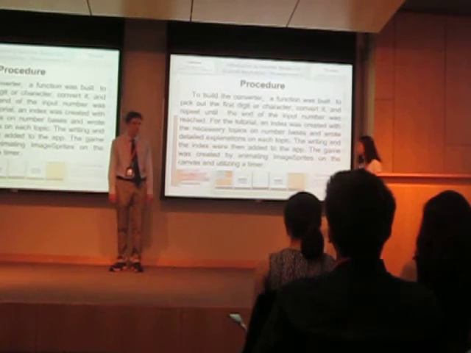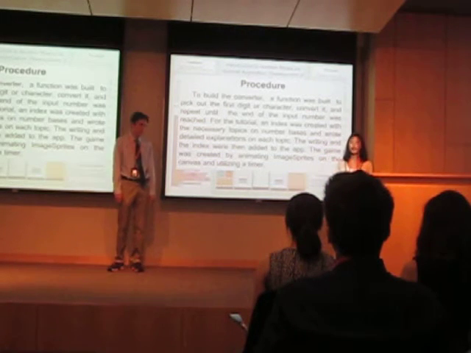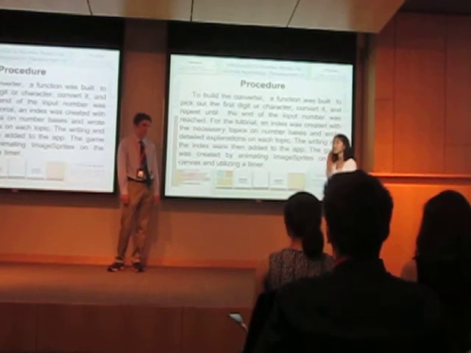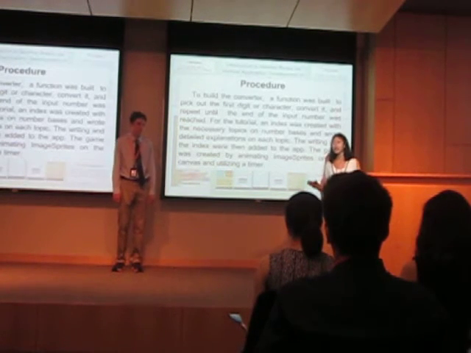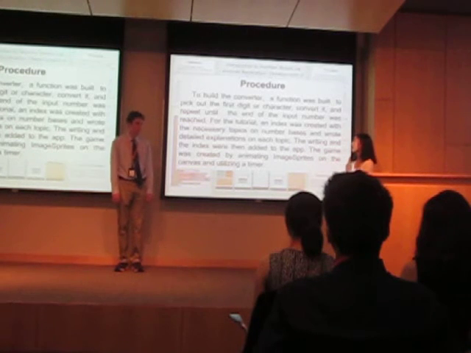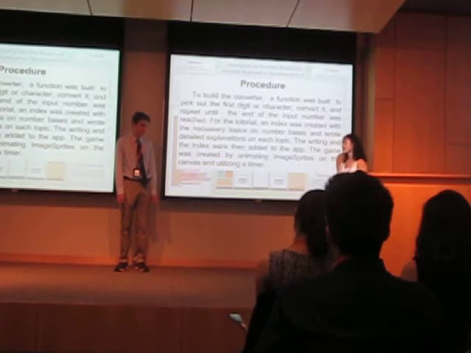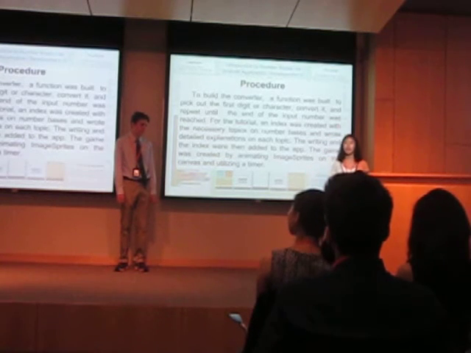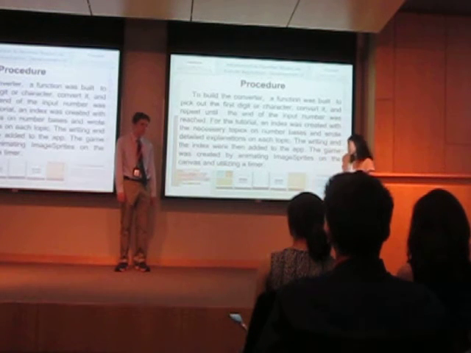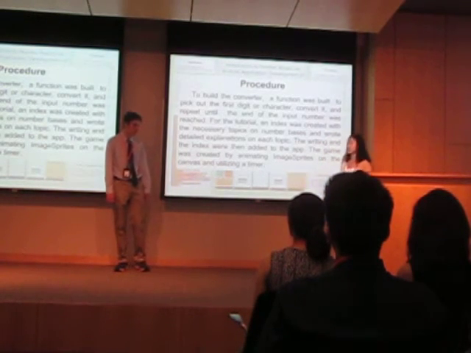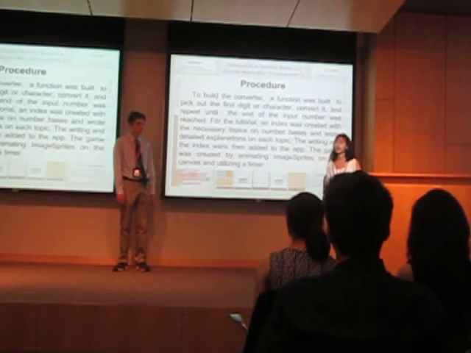Okay, so as Casey mentioned, one of the first things we wanted to do was to build an in-app converter so that users could input a number and convert it into different bases. So to do this, we created an algorithm that would take the number digit by digit and convert it into a separate value. And for the tutorial, we wrote a detailed explanation on number bases and their applications, and we divided them into 8 separate topics and placed them into an index so that users could click on whichever one they wanted to learn about. And for the game, we animated image sprites on the canvas and utilized a timer to create something that would test their knowledge, accuracy, and speed.